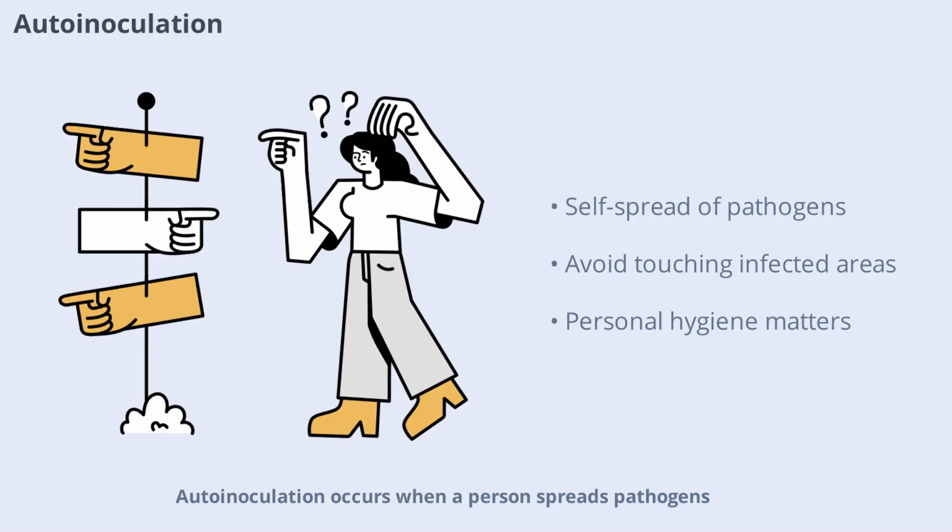Autoinoculation occurs when a person spreads pathogens from one part of their body to another. For example, touching a cold sore and then touching the eye can transfer the virus. Good personal hygiene and avoiding touching infected areas help prevent autoinoculation.